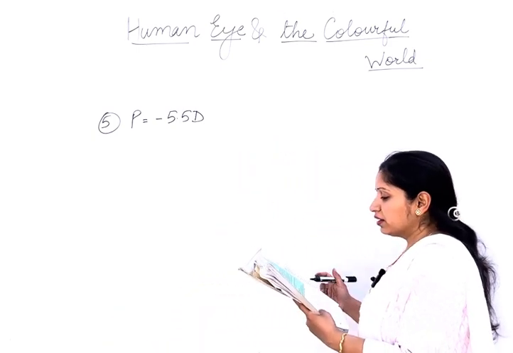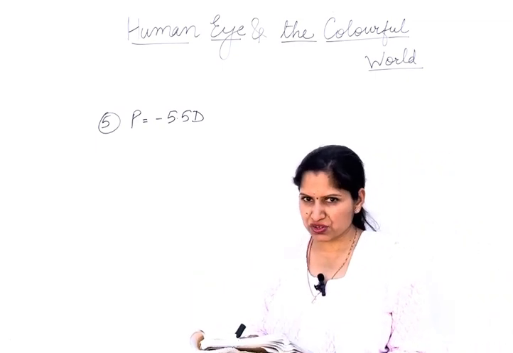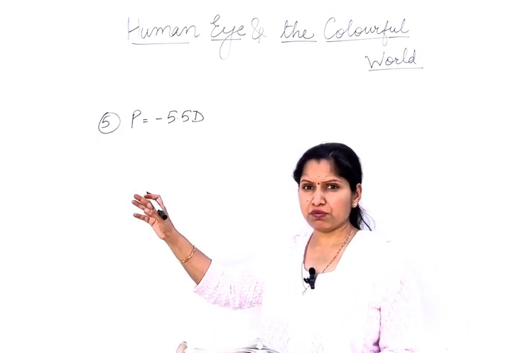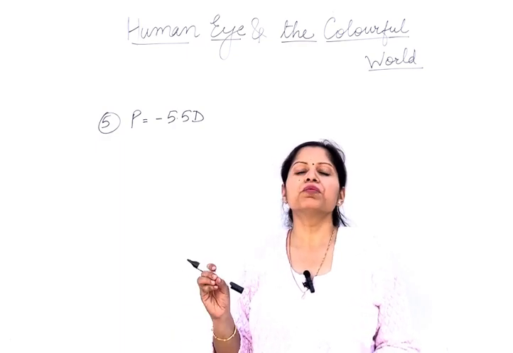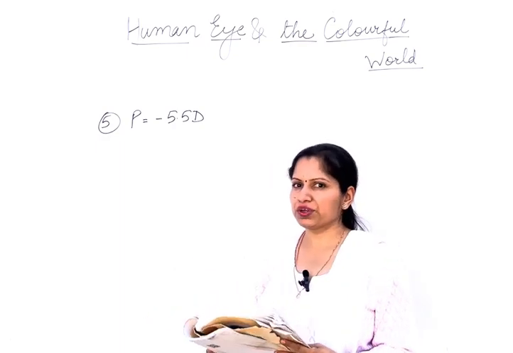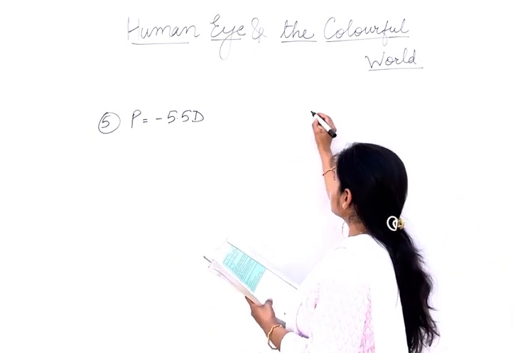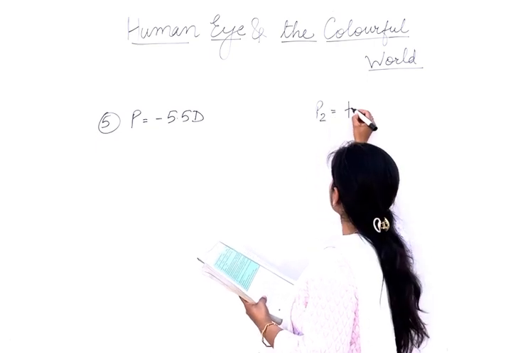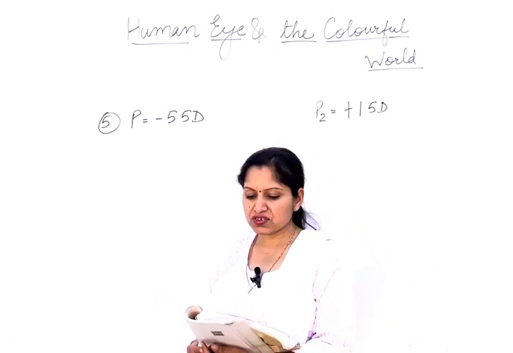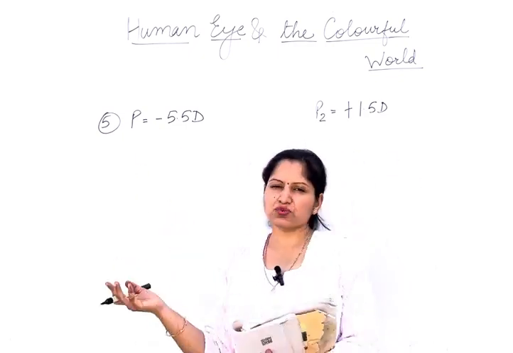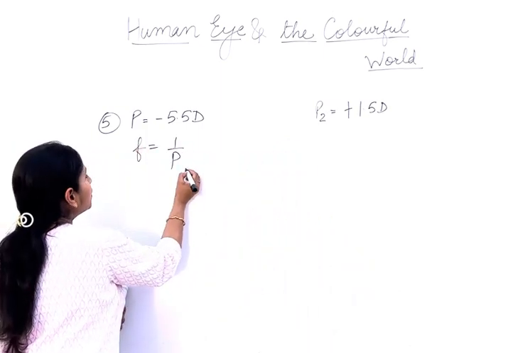Now, for correcting his near vision, means a person is having a problem in seeing the nearby objects also. Means the person is having both the problems, distant vision as well as near vision. Means the person is suffering from presbyopia. The condition is known as presbyopia. For correcting his near vision, he requires a lens of power plus 1.5 diopter. What is the focal length of the lens required for distant vision and for near vision? It's a very simple question. So you all know that focal length is 1 upon P.